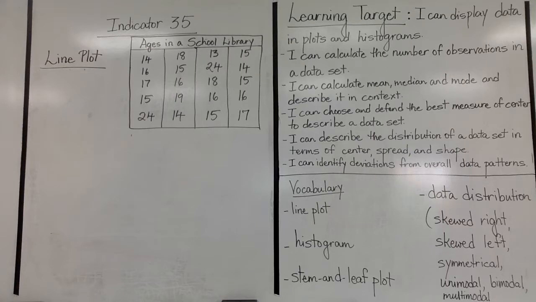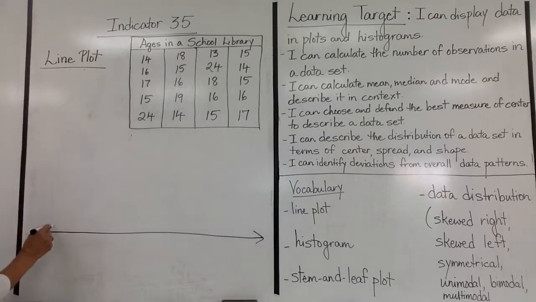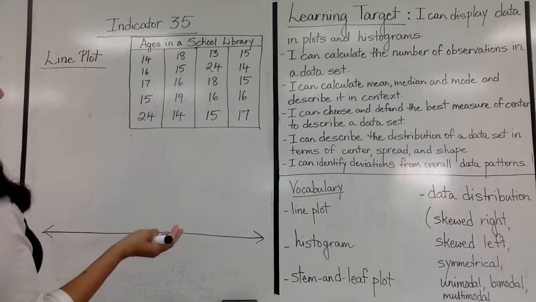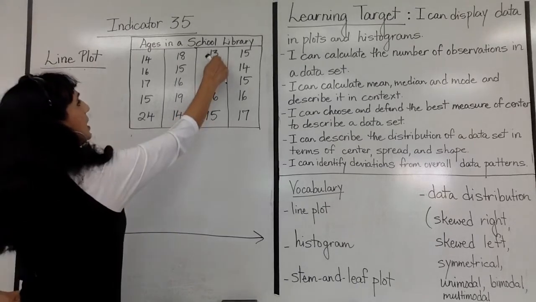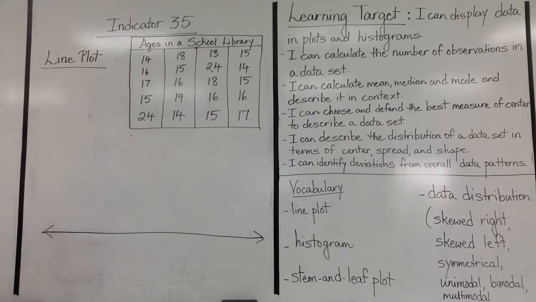All right, so remember to always label your graph, so that we know what you're talking about, okay? So you're going to draw a number line, as I just mentioned. And then we can start looking at what is the least value and what is the greatest value. My smallest number I can see is 13, and my largest number is 24. Okay, so I'm just going to start at 13 because that's the smallest I need.